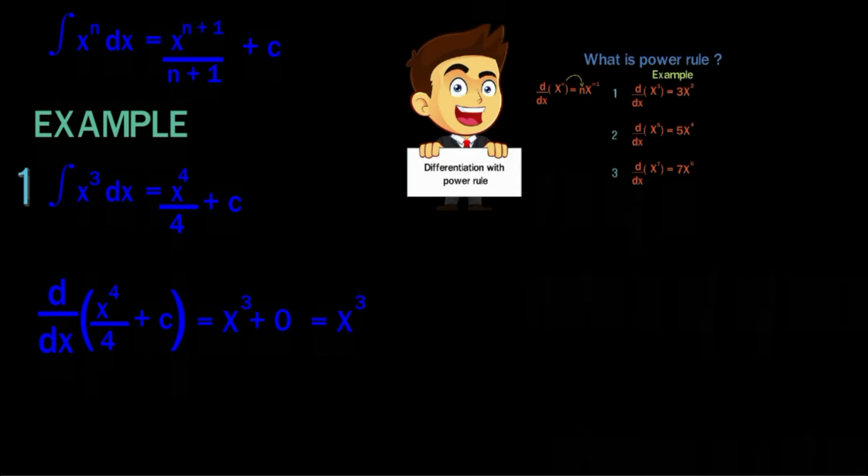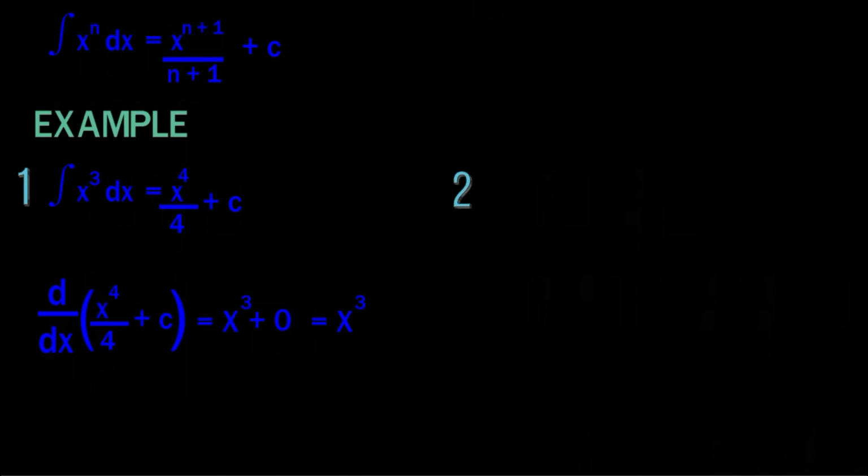So let's try some more examples. Let's say we have the integral of x to the power of 4 dx. So 4 plus 1 is 5, over 5, plus the constant c.